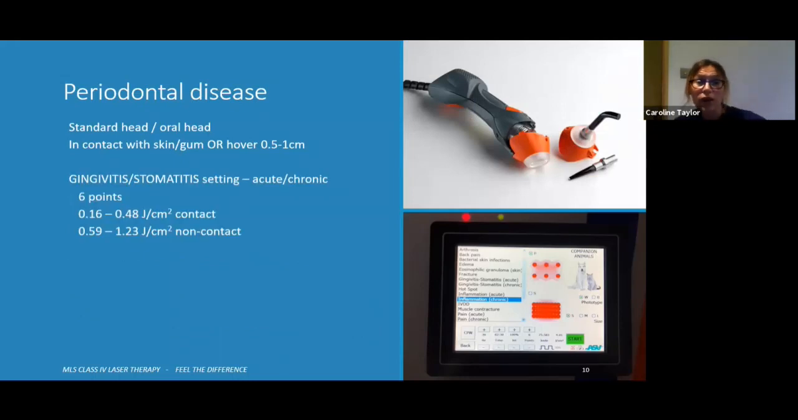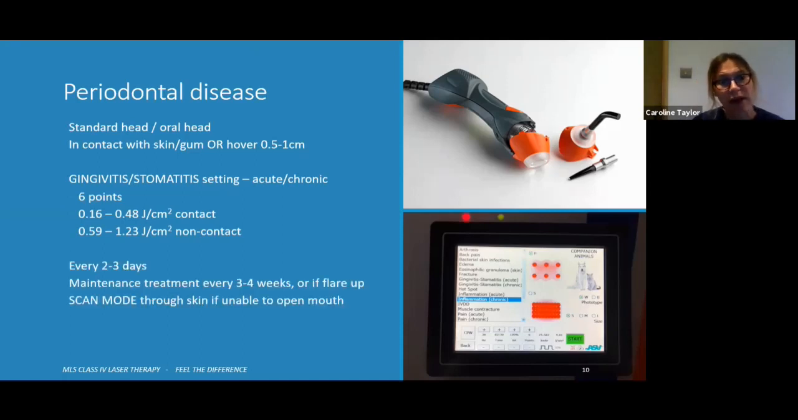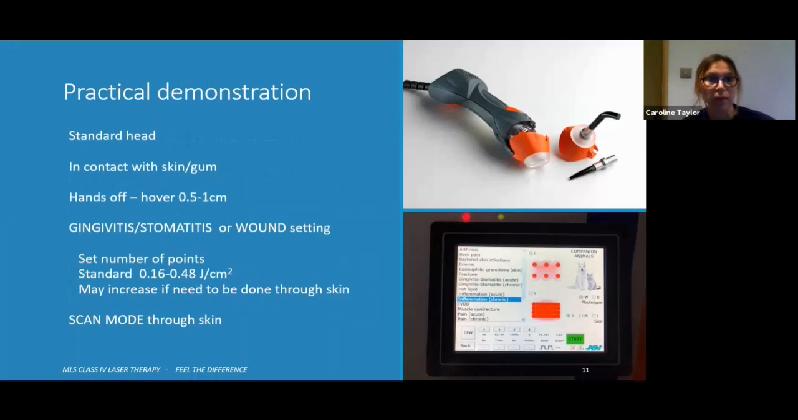With periodontal disease, we can use very low levels of laser to have a really good effect, and I'll go into more detail about that later. So we'll use as little as 0.16 joules per centimetre squared, and this is because you're treating it right over the area involved, over the gum. We'll usually do that every 2 to 3 days for a week or so, and then go down to maintenance treatment maybe every fortnight, and then maintenance every 3 to 4 weeks. You can use scan mode through the skin if you can't open the mouth if it's too painful.